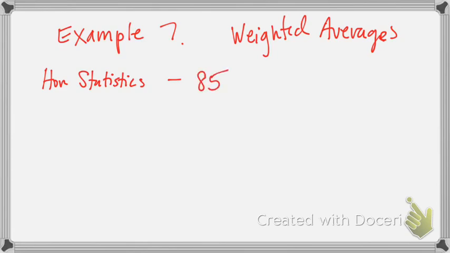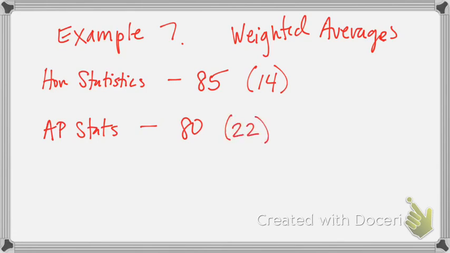And my AP stats class had an average of 80. But my honors stats class only has 14 students, and my AP stats has 22. So if I were to just average both of them together with no weights, then the average would be 82.5, because it would be like 80 and 85. But since I've got more students in AP than honors, which number is it going to be pulled towards more? The 80 or the 85? The 80, because there's more students in there.